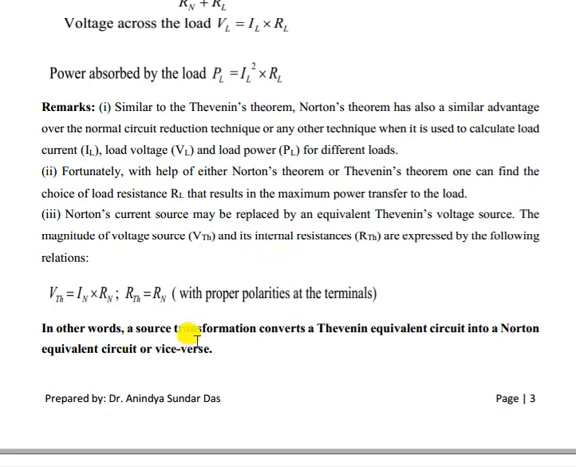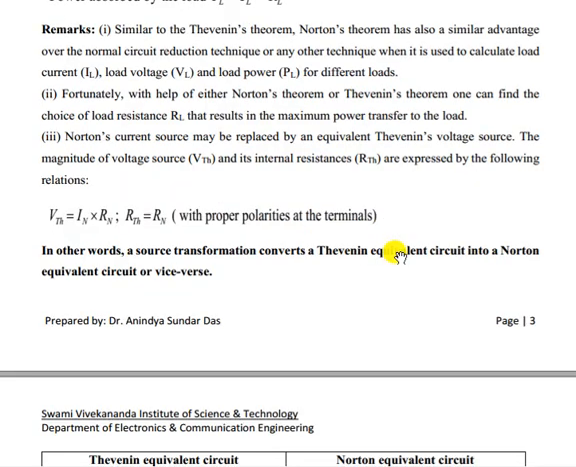With the help of either Norton's theorem or Thevenin's theorem, it is possible to find the load resistance. We can choose the load resistance so that maximum power is transferred to the load. That maximum power transfer theorem we already discussed in the last class. Basically Norton's theorem is the dual of Thevenin theorem. If we know the Norton current IN and RN, you can find the Thevenin voltage, which is IN into RN, and RTH and RN are the same.